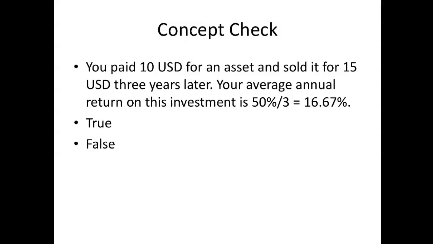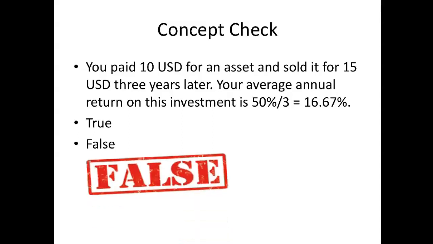You paid $10 for an asset and sold it for $15 3 years later. Your average annual return on this investment is 50% divided by 3, 16.67%. True or false? False. The reason taking the 3-year return of 50% and dividing it by 3 is wrong is that would be forgetting the time value of money and compounding.